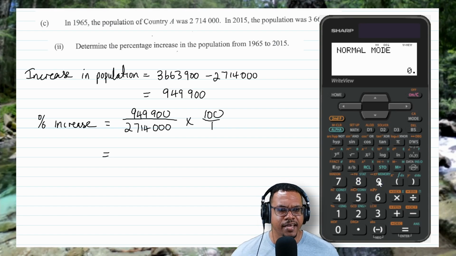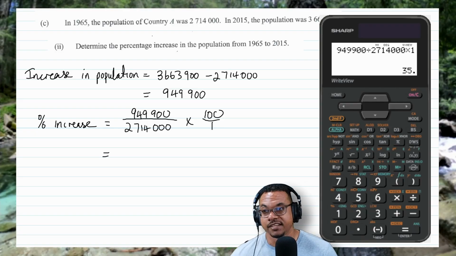So I'll have my 949,900 divided by 2,714,000 multiplied by 100. And I'll get 35. That's 35%. So my percentage increase is 35%.